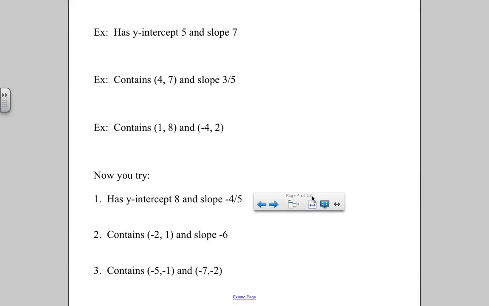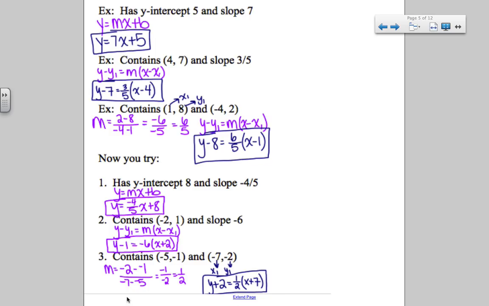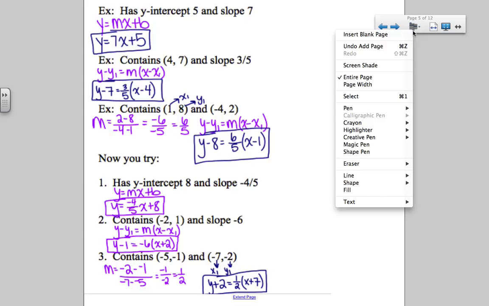Alright, so here are a couple of examples. It gives you some pieces of information about the line, so it's kind of like clues, right? This line has a y-intercept of 5 and a slope of 7, so you have to find that line. So if we wanted the equation of the line with a y-intercept of 5 and a slope of 7, we would want to use slope-intercept form because it gives us a slope and it gives us a y-intercept. So here I'll show you all of the answers now. And maybe we could do a screen shade so that you're not focused on all of it at once.